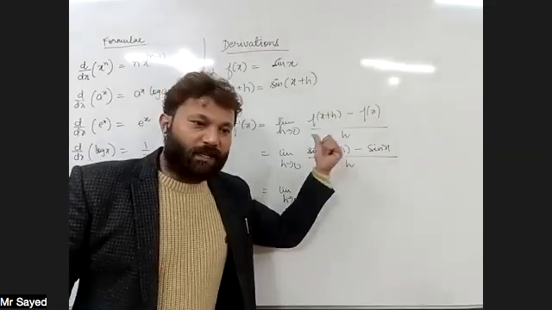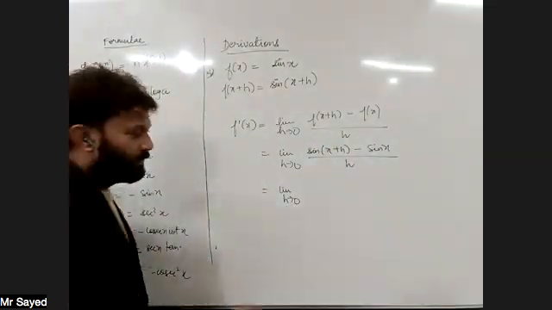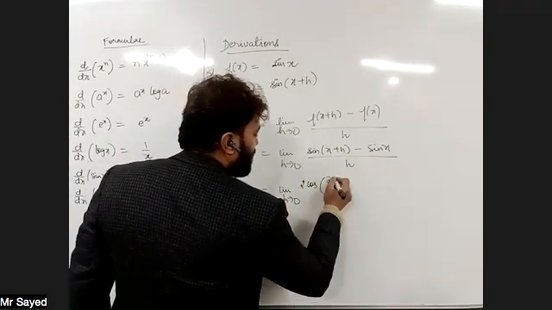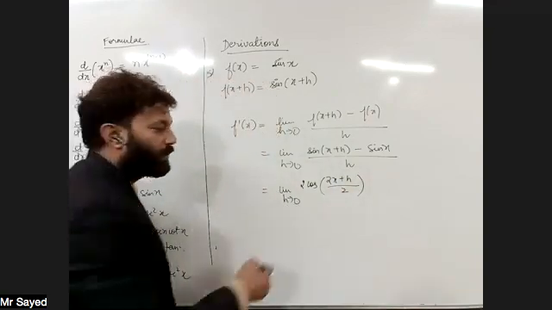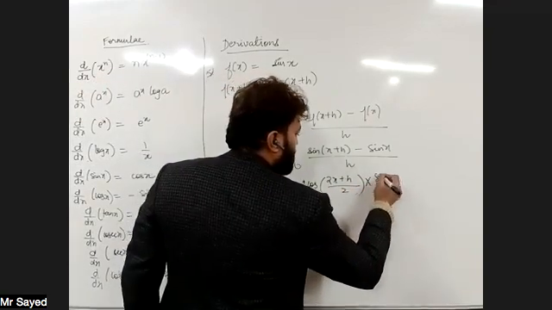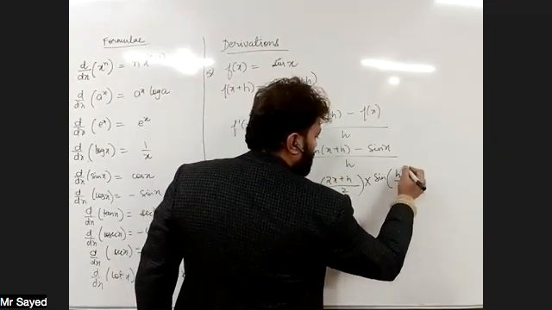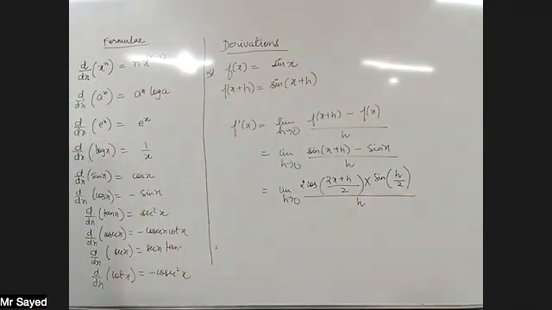This complete portion is C and this is D. Sin C minus sin D, what is sin C minus sin D? 2 cos (C+D)/2 sin (C-D)/2. So can I directly write it as 2 cos of (2x+h) upon 2, sin of (C minus D), (x+h) minus x, only h, upon 2, upon h? Is it clear?